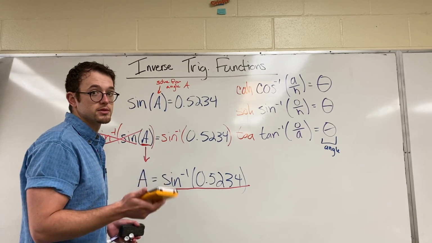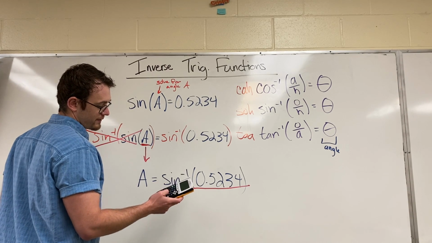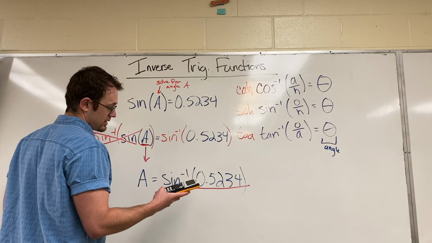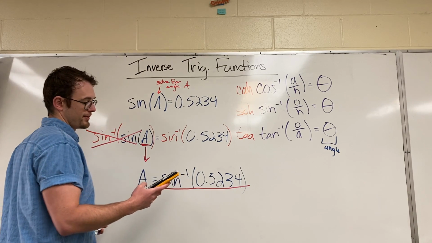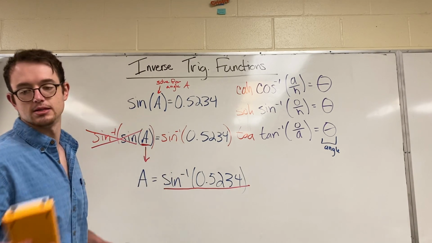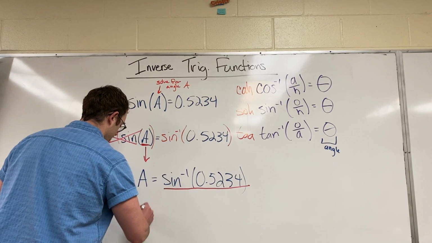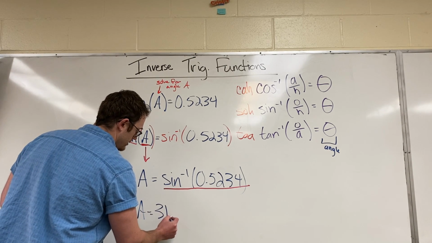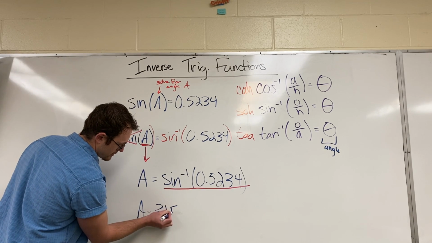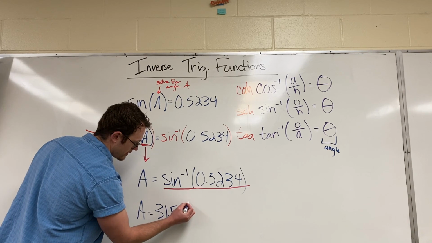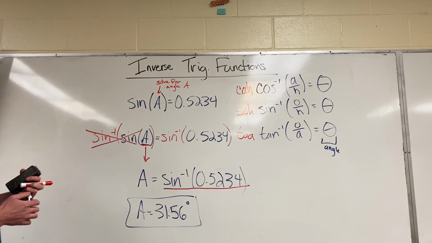If you're doing degree problems, which my students are in geometry, you should be dealing with degrees. So I am going to do sine inverse, which is there on my calculator, 0.5234. And I'm gonna round to 2 decimals because that's what I have my students doing. So 31.56. So A equals 31.56 degrees. That's the answer.